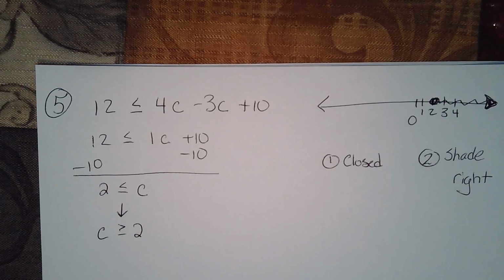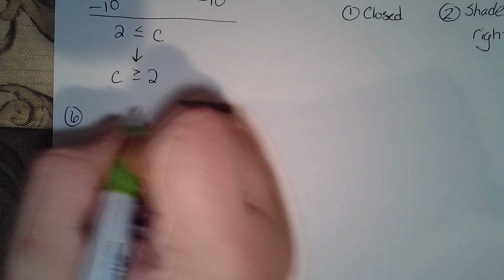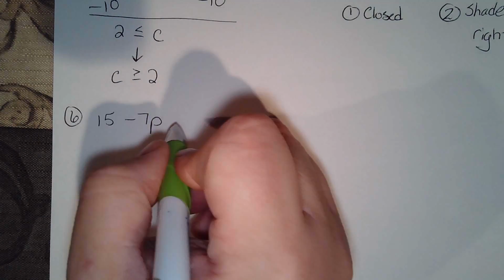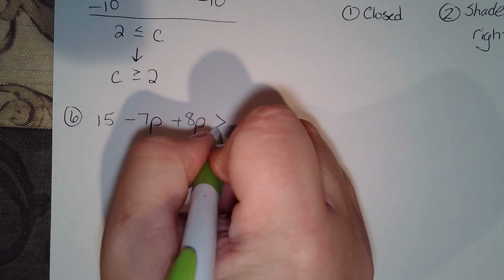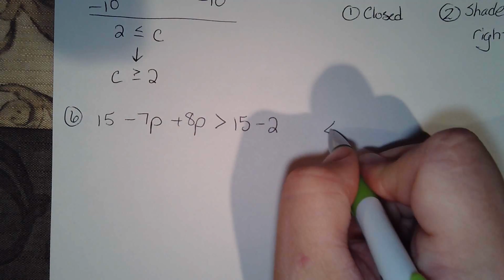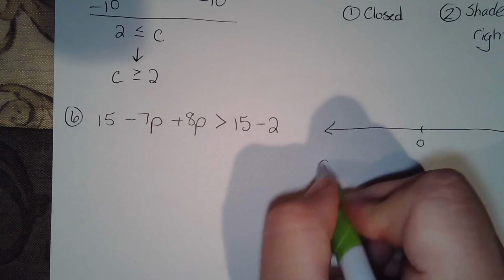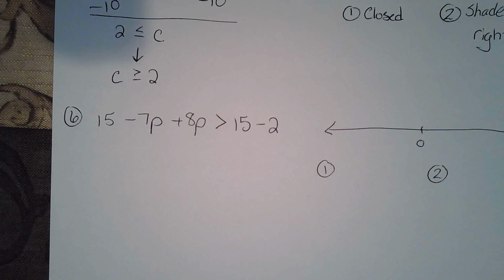Okay, excellent. Now I want you to try number 6 on your own. So let me put number 6 up here for you. Number 6 is 16 minus 7p plus 8p is greater than 15 minus 2. Remember when you get done that you then have to graph it, but also give me the 1 and 2 that it takes to know what to graph. All right, I'm pausing the video. Check back in a few minutes.